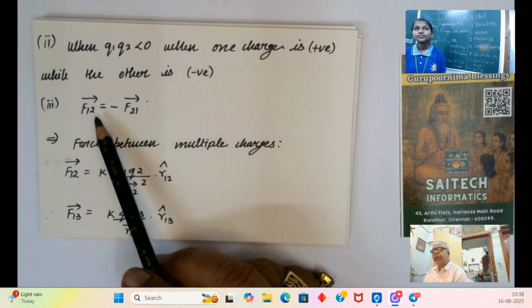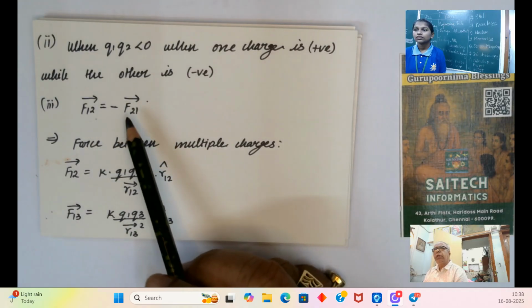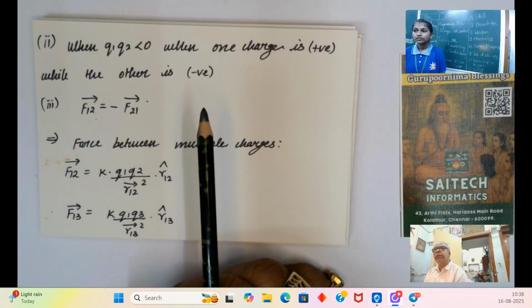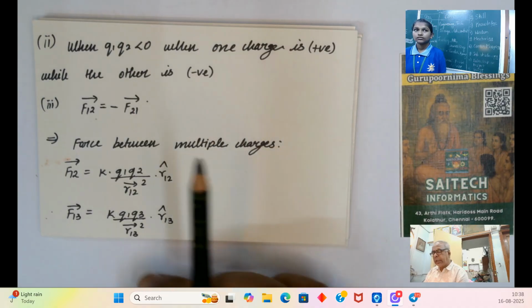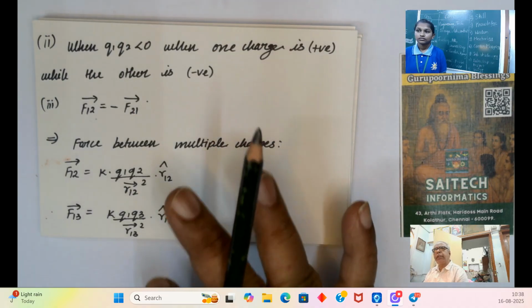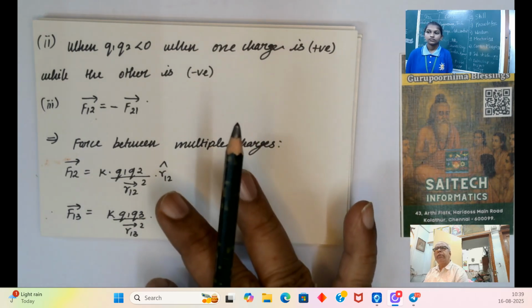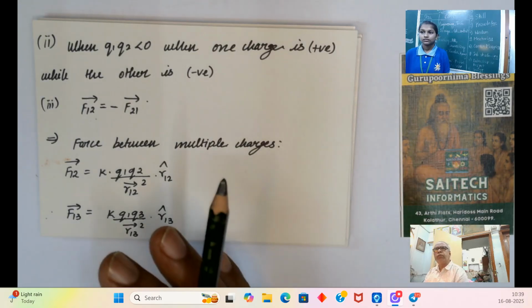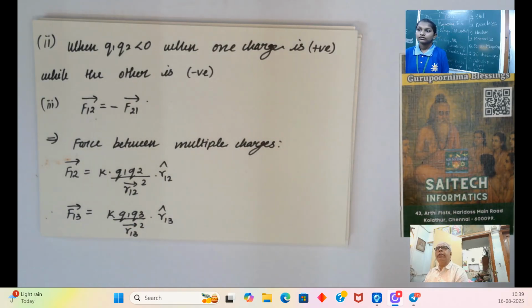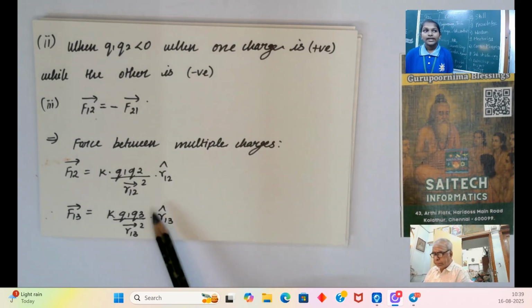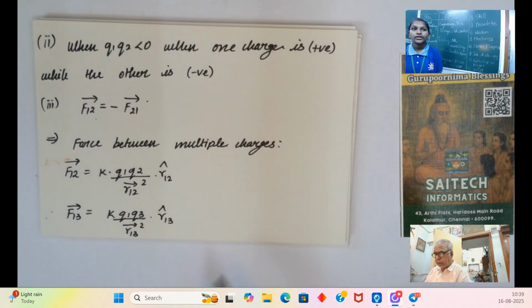For example, why do we represent it like F12, F21? Because you cannot experience a force unless an external agent acts on it. Okay, so when Q1, for example, possesses a kind of force, we don't experience it. You cannot get it. But when you take another charge nearer to it, there will be a force exerted by the second charge. Likewise, F13 vector is equal to K Q1 Q3 divided by R13 vector square into R13 cap.